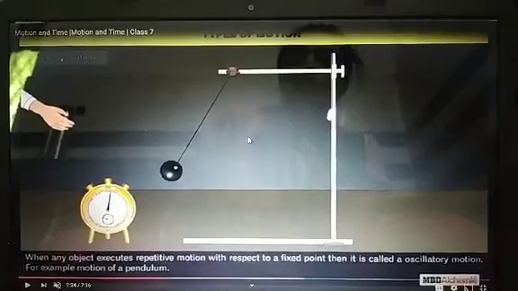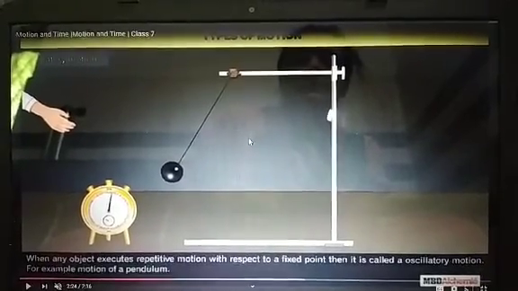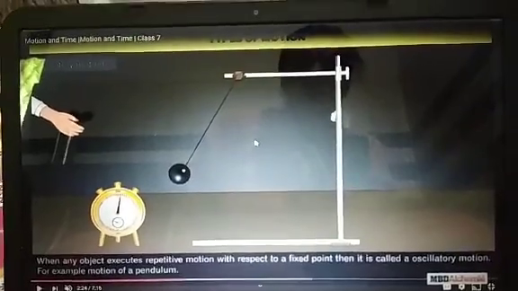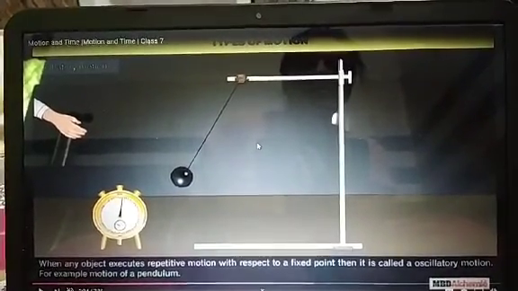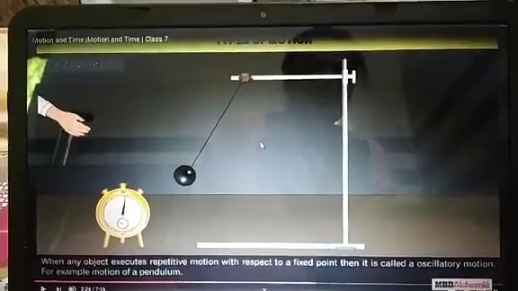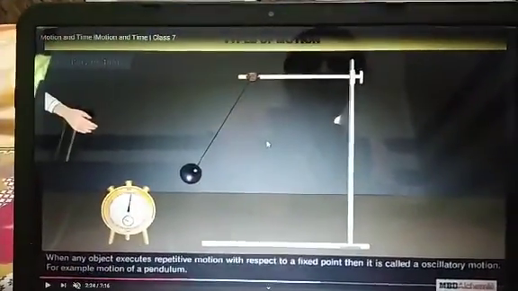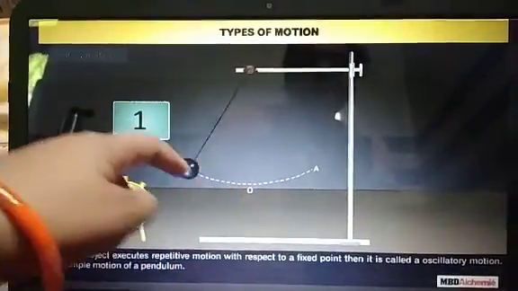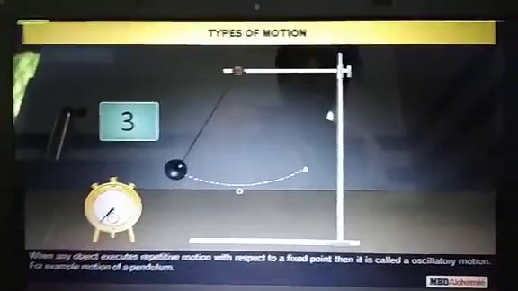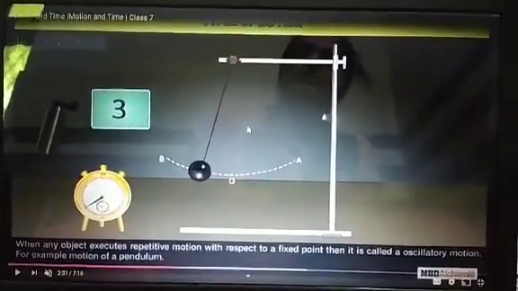And which type of motion does a pendulum have? That is the oscillatory motion. So what is oscillatory motion? It is a repetitive motion with respect to a fixed point. This is the fixed point and it will keep on moving like this. See, this is a repetitive motion. Okay, so this is known as a pendulum.